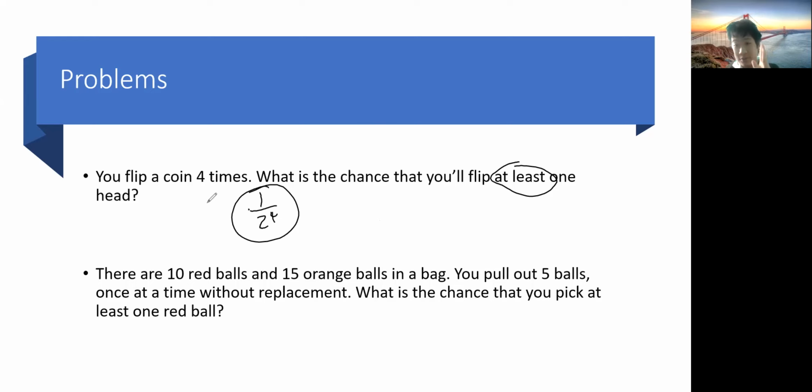To get the chance that I get at least 1 head is 1 minus that, which is 1 minus 1/16, which is 15 over 16. That's the answer, okay? The next one, 10 red balls, 15 orange balls. You pick out 5 without replacement, which means that you're not going to put them back in. So what's the chance that you get at least 1 red ball?